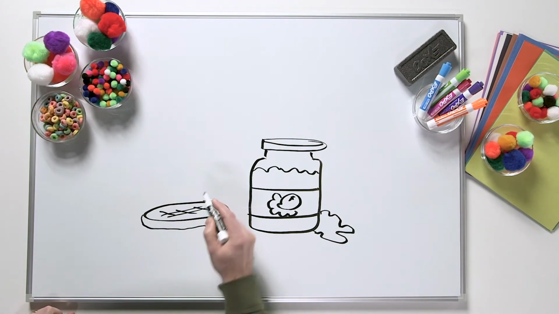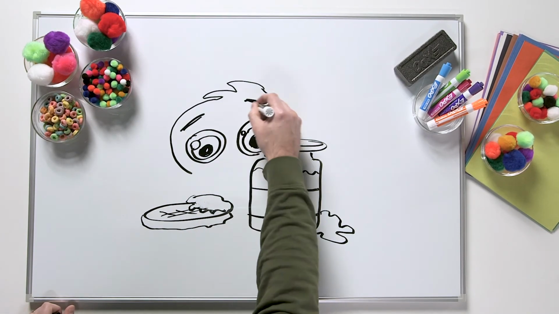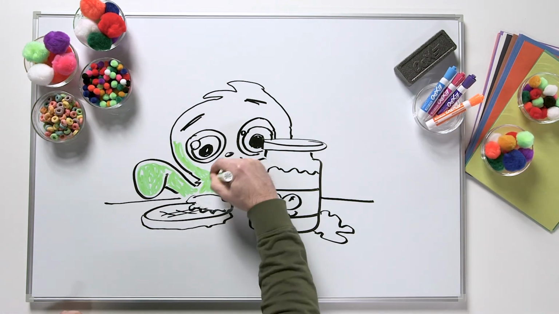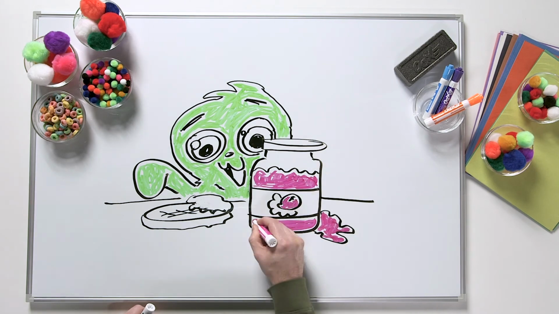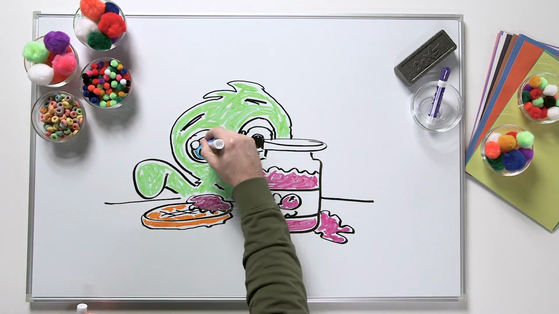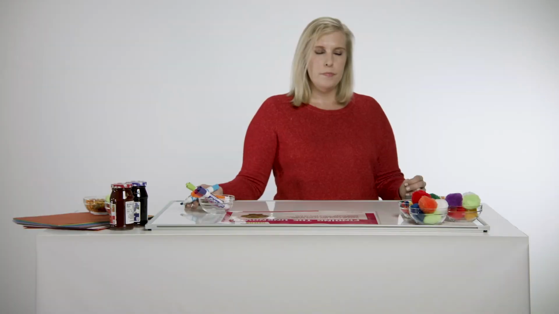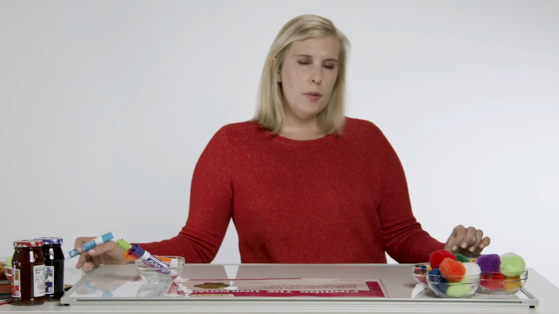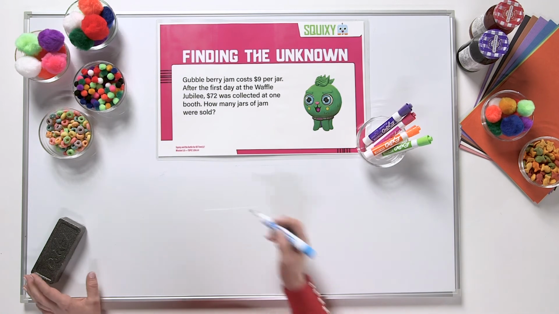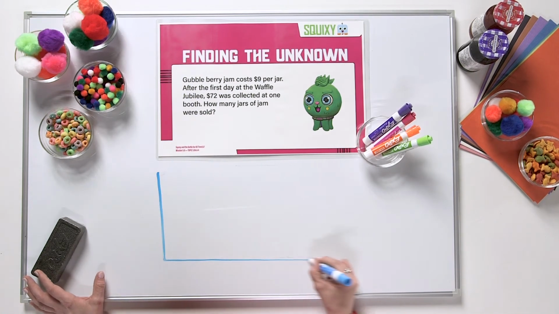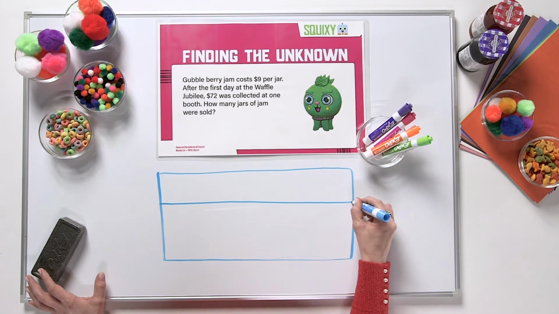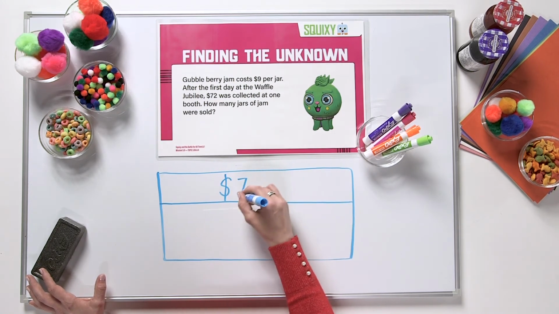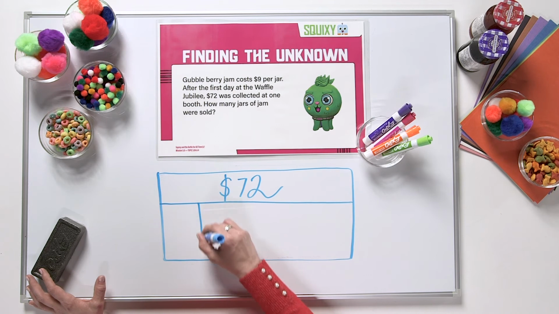In this problem, Gubbleberry jam costs $9 per jar. After the first day at the Waffle Jubilee, $72 was collected at one booth. How many jars of jam were sold? In this problem, we know how much money was collected. We also know how much each jar cost, but we don't know how many jars were purchased. I'm going to draw a bar model to show my thinking.